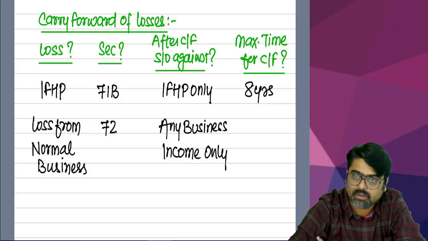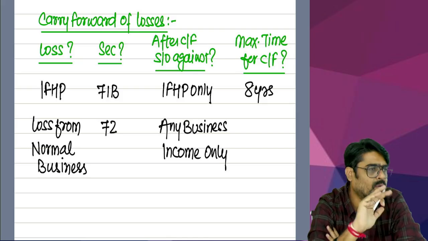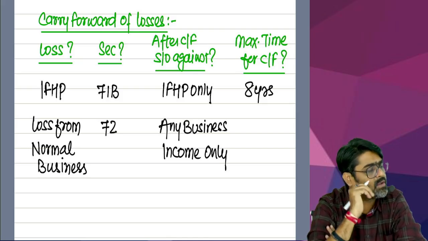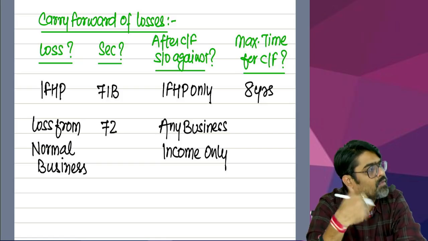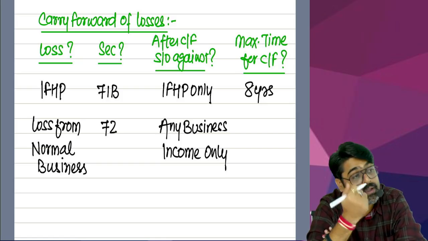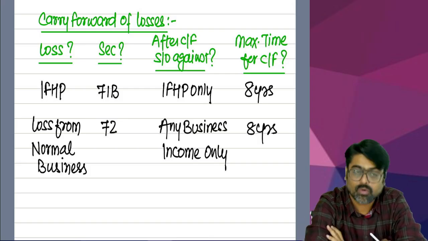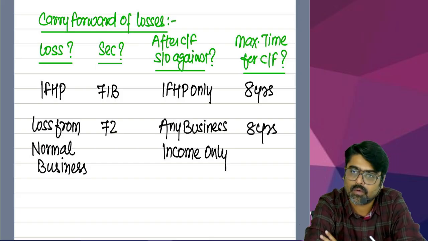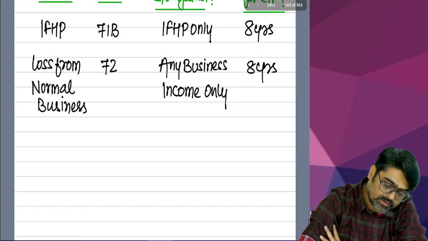Will you remember this? So if next year the business income is not there, then carry forward to next year. If next to next year also the business income is not available, then carry forward again. How many years can you carry forward? Maximum 8 years. So normal business loss can also be carried forward for 8 years. Yes or no?